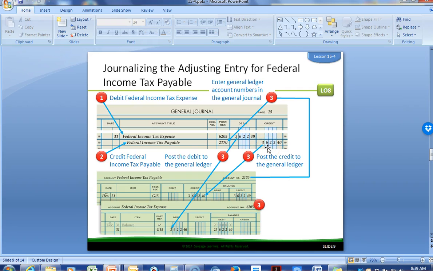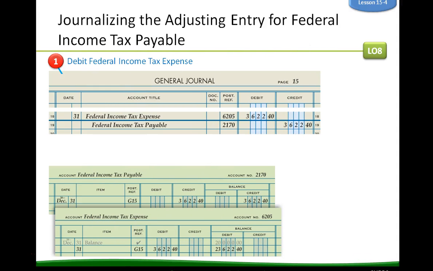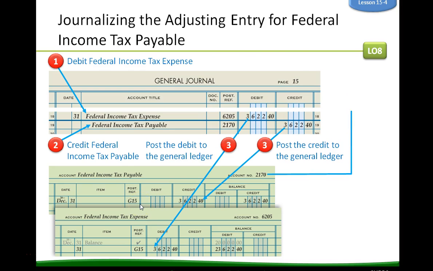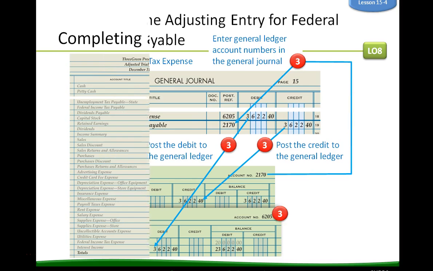Our general journal, we've got that. So federal income tax expense, right down here. The date, general journal 15. It's a debit. Okay, and then a new balance. And then our federal income tax payable, right here, it's a credit, General Journal 15. Got it. Yep, and yep.